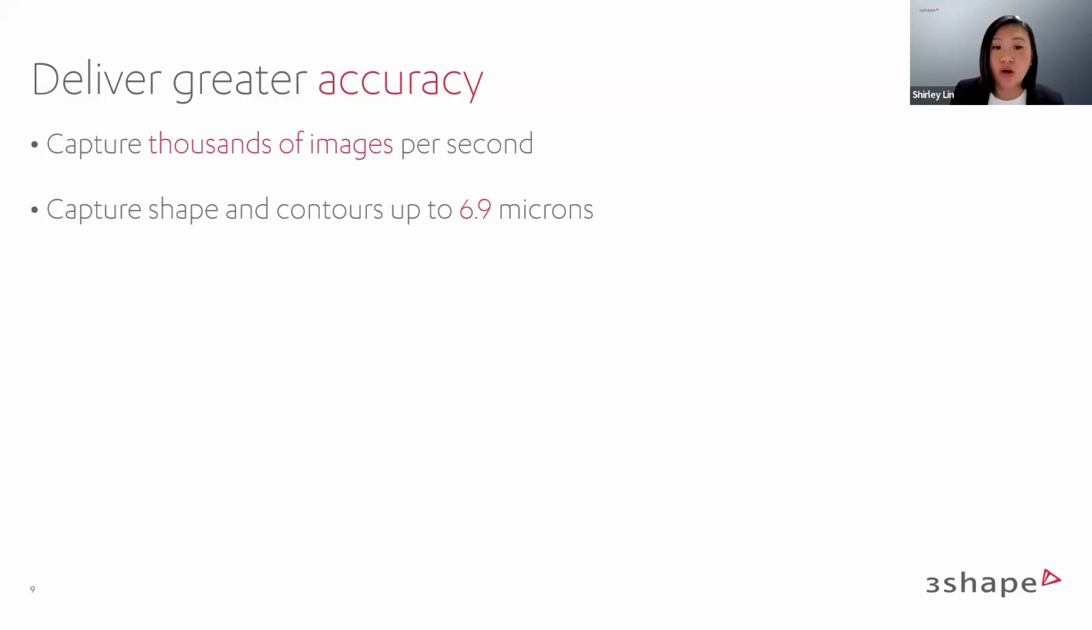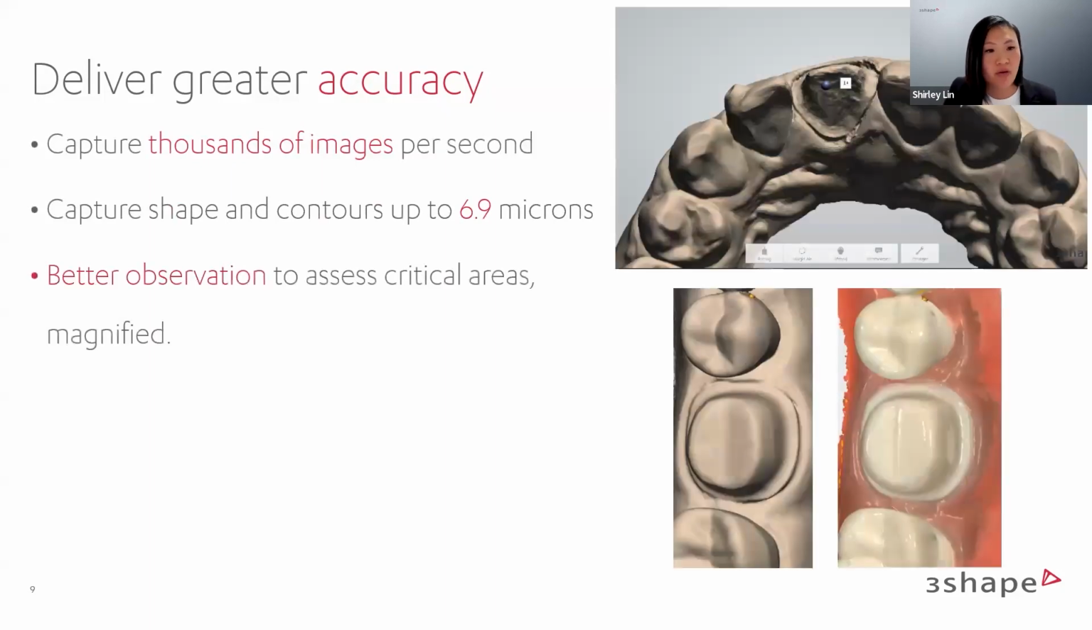Scanners capture shape and contours up to 6.9 microns. You've also got better observation to assess your critical areas, because the software allows you to zoom into your prep and rotate it around at all angles, whereas in an analog impression it's very hard to look as closely, and not in an inverted kind of physical area. So not inverted, basically.